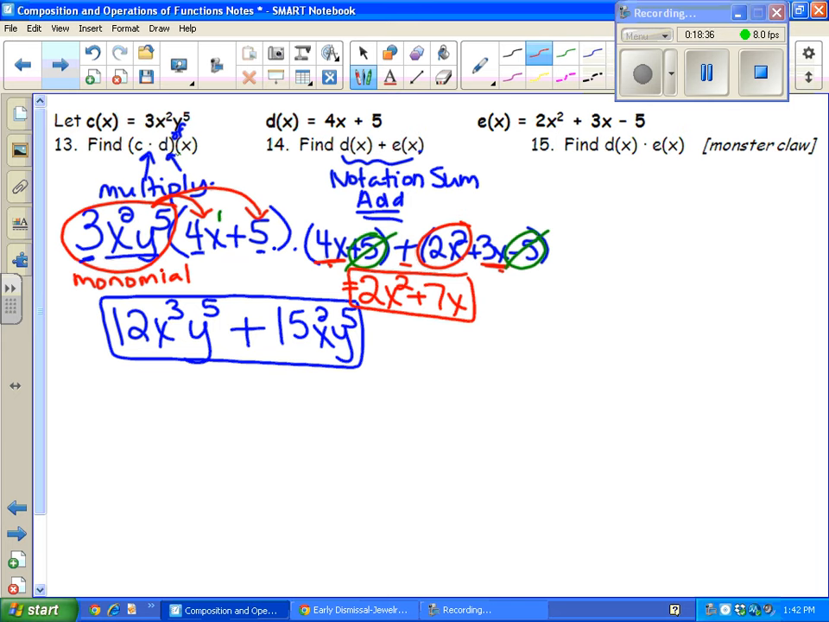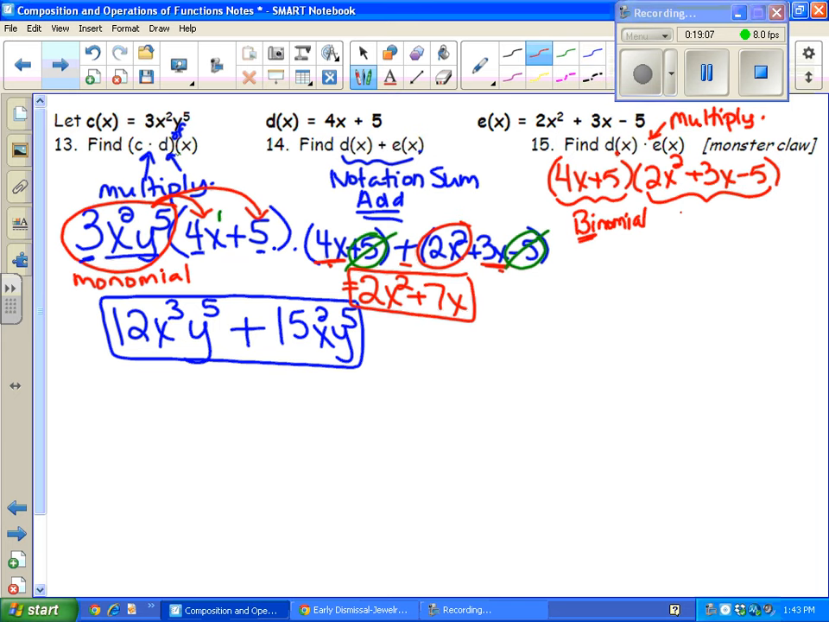All right, this is also going to be a multiply problem. Notice that right here I'm picking up on the fact that that's a multiplication dot, so I know I'm supposed to multiply. Order is important, so I'm going to do d first. 4x plus 5. And e function is 2x squared plus 3x minus 5. And we're going to pause here because now if we take a look, we have two expressions in here. We have a binomial in the first parenthesis because it has two terms. This one in the second parenthesis, though, has 3 terms. We call that a trinomial.